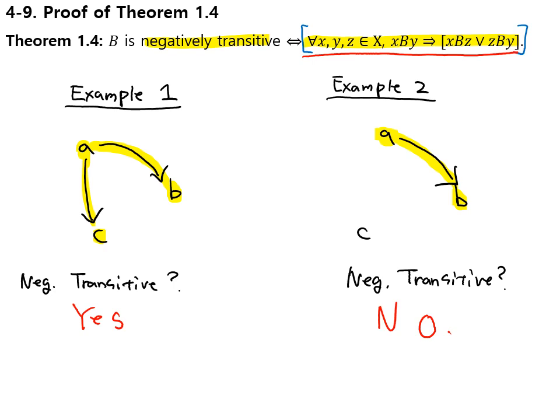As we can see, using this theorem makes it much easier to identify whether a given binary relation is negatively transitive or not.